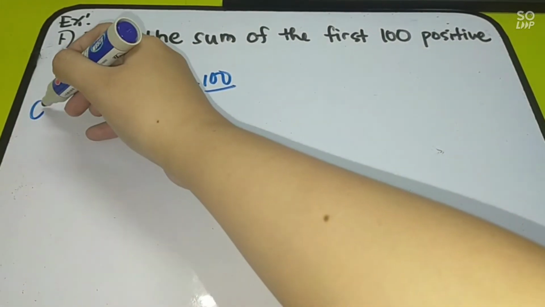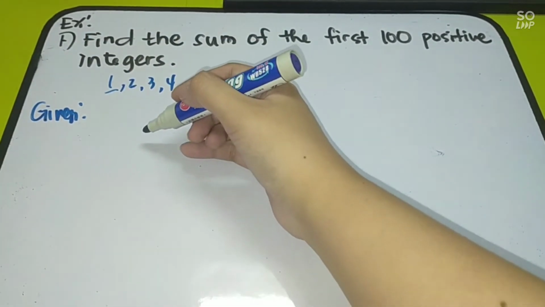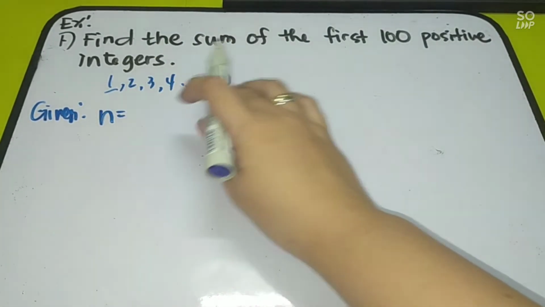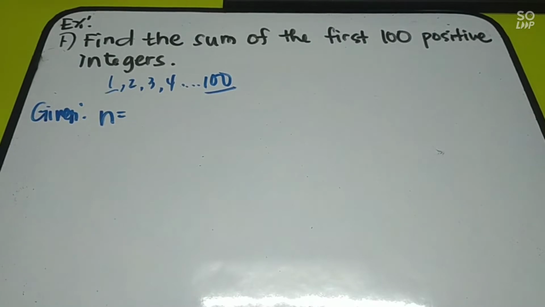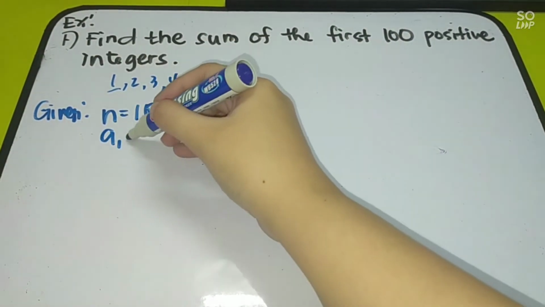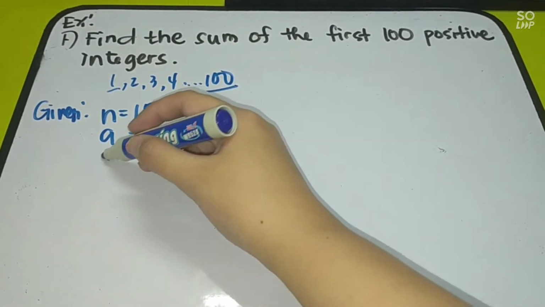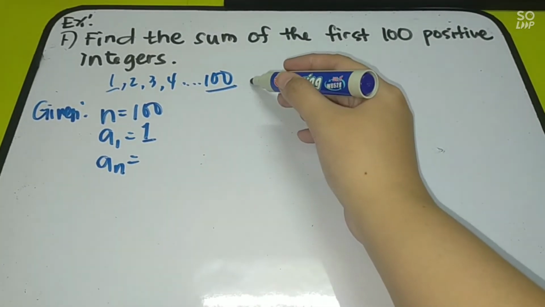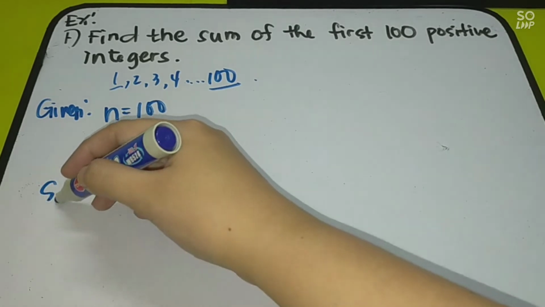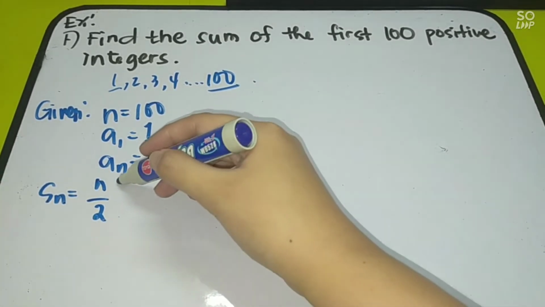Let us use situation A. Let us have the given. For the given, we have the number of terms. How many terms are involved? Of course, 1 to 100, so the number of terms is 100. Next, your first term is 1, the first positive integer. Then your last term, a sub n, the last term, is 100. Then, your formula here is S sub n is equal to n over 2 multiplied by a sub 1 plus a sub n.